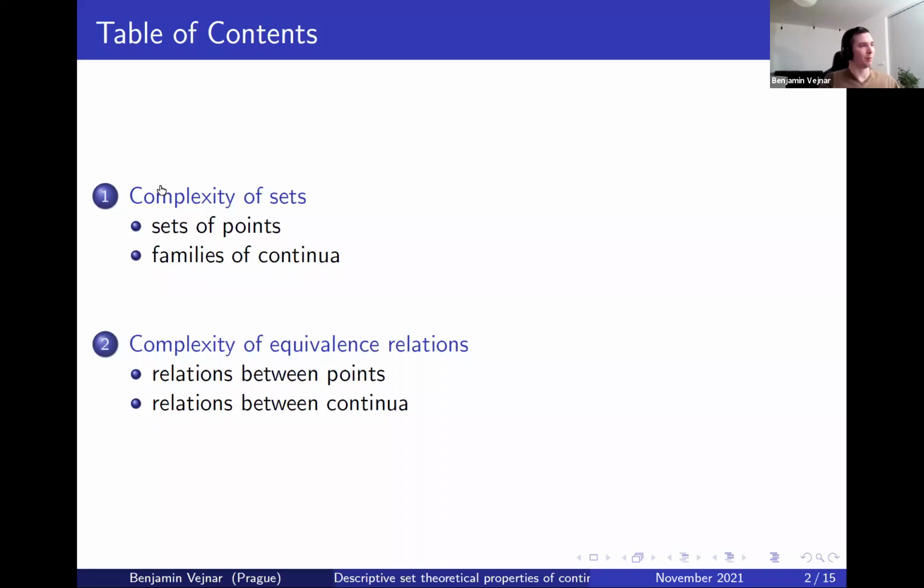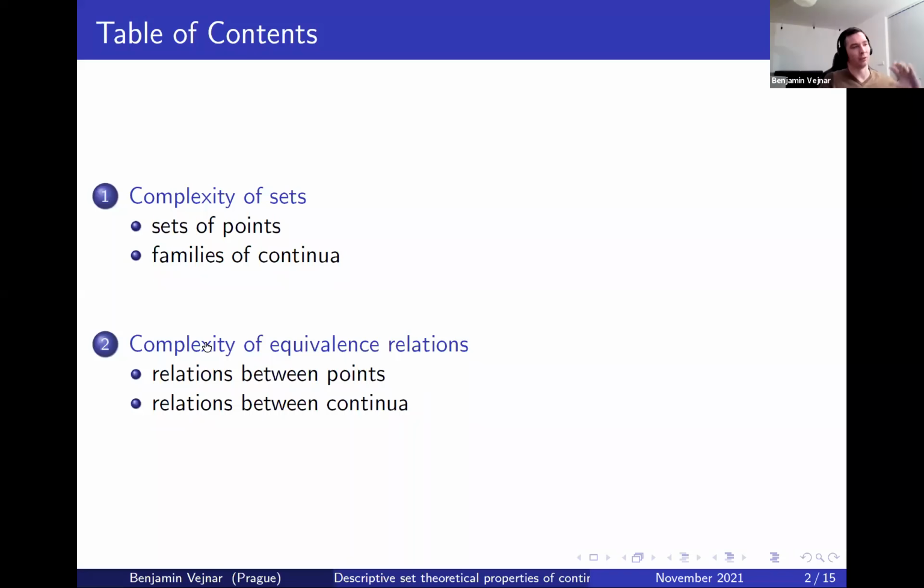I was talking about complexities of sets. In the first part of the talk, actually, we dealt with sets of points. And in the second part, we moved to some kind of upper level, and we were talking about complexities of families of continua. In the talk for today, we are going to deal with equivalence relations and their complexities.